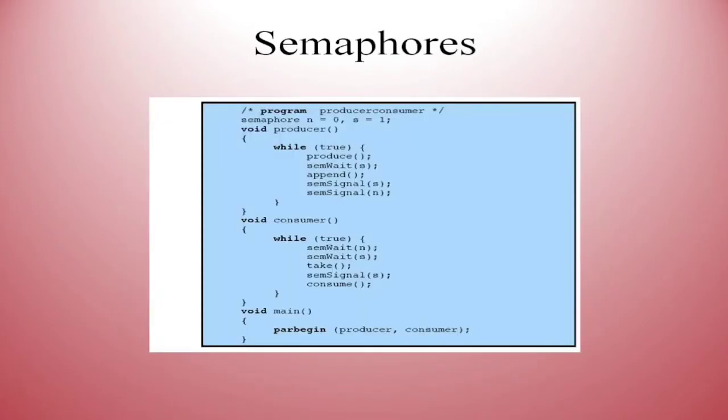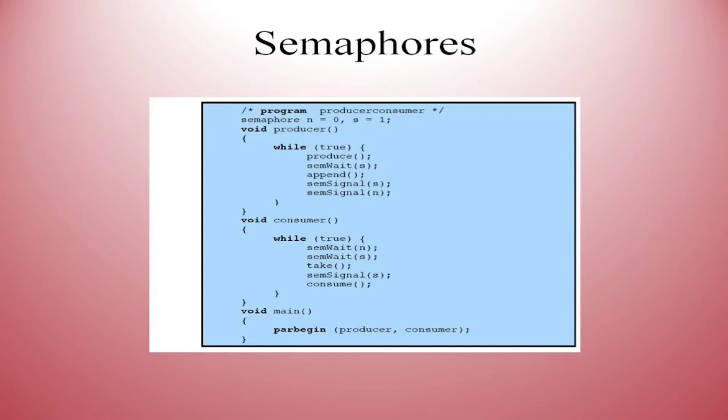Then this diagram is about semaphores. A cleaner solution can be obtained if general semaphores, also called counting semaphores, are used. The variable n is now a semaphore. Its value still is equal to the number of items in the buffer.